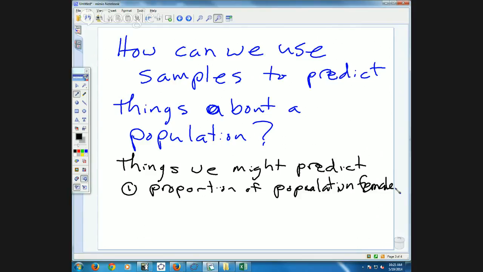So why would we care what proportion of the population is female? Anybody have any instances?